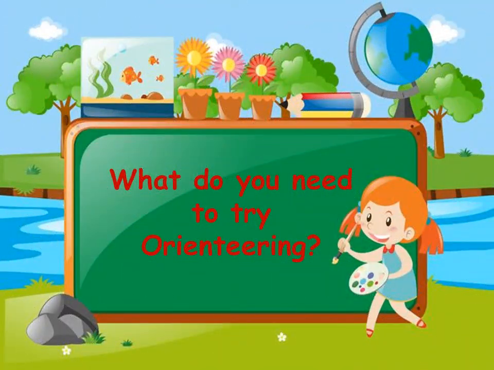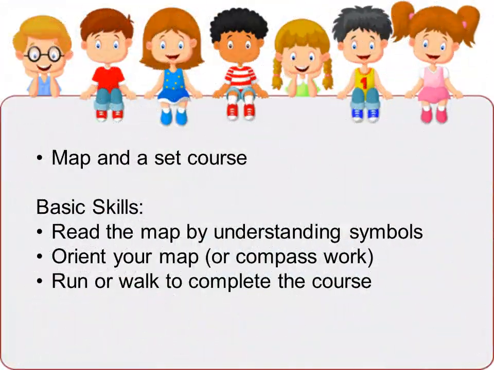What do you need to try orienteering? First, we have the map and a set course. Then we have the basic skills: read the map by understanding symbols, orient your map with compass work, and run or walk to complete the course.